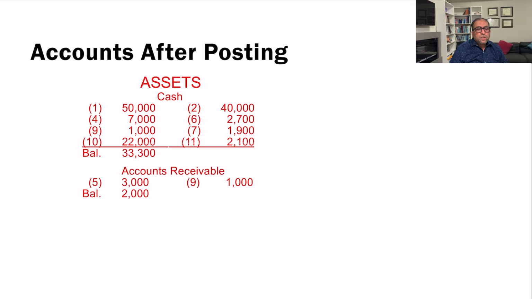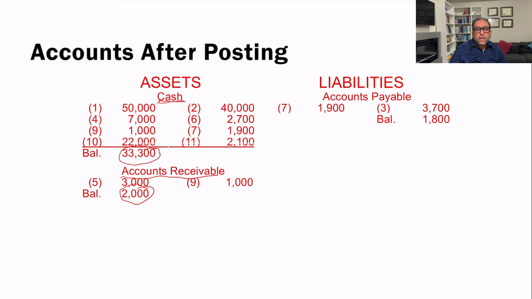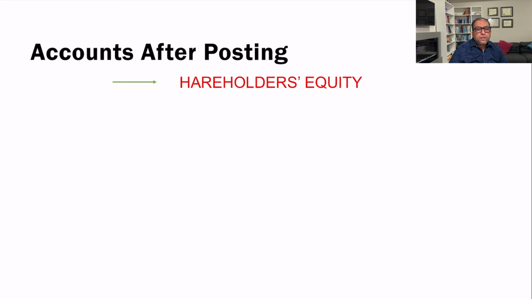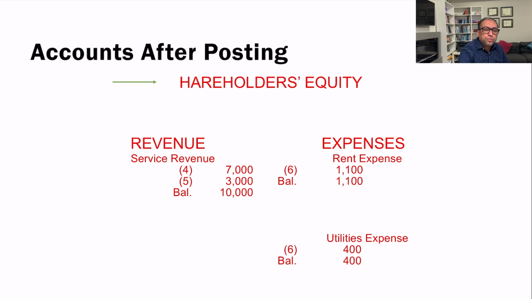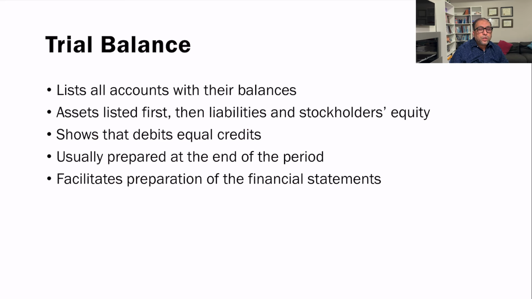So this is an asset, and under asset we have cash. You see, this is a cash ledger. This is an accounts receivable ledger, and these are the balances I am talking about. But these are the balances after a certain time period. We have liabilities, with a balance for accounts payable, and then we have shareholders equity. Under shareholders equity we have a revenue account with a balance of 10,000, and the expense account, and under expense we have three different types of expense: rent expense, utilities expense, and other expense.